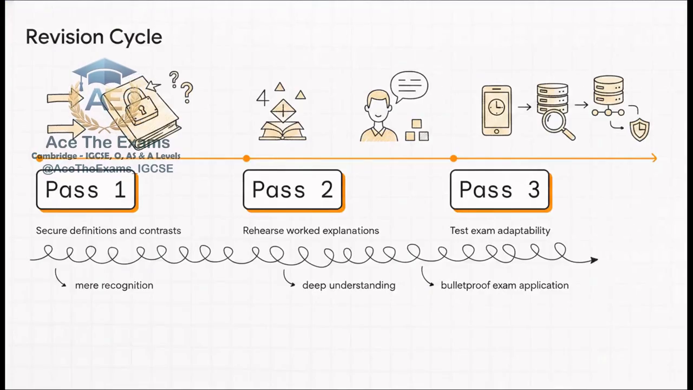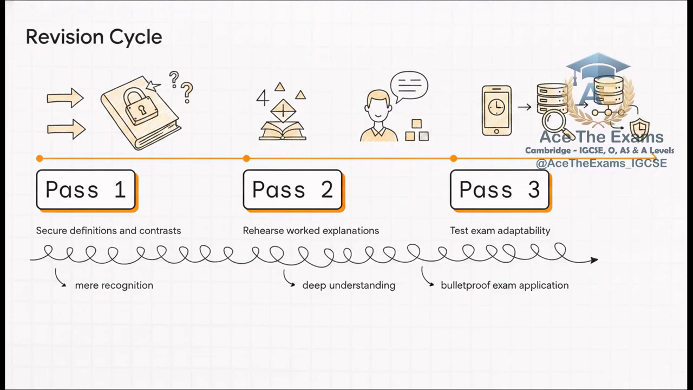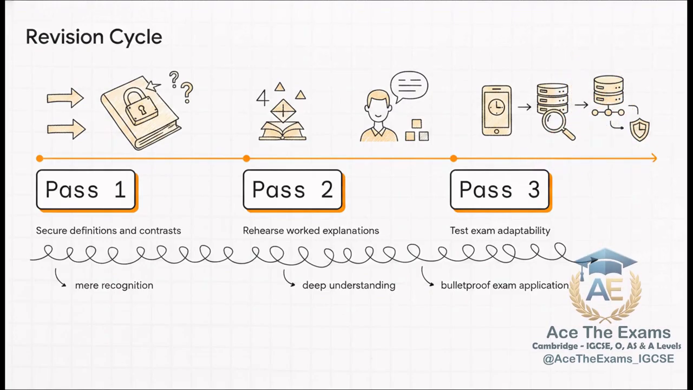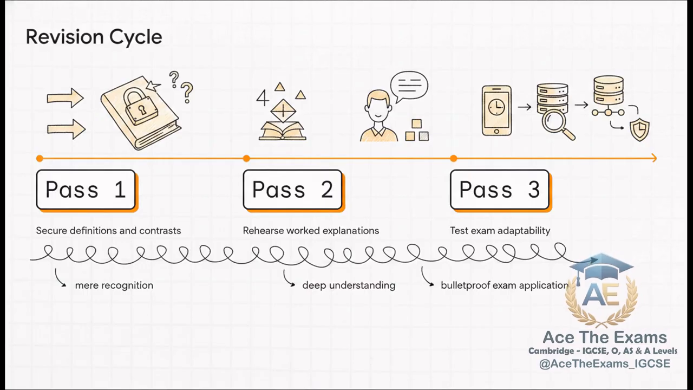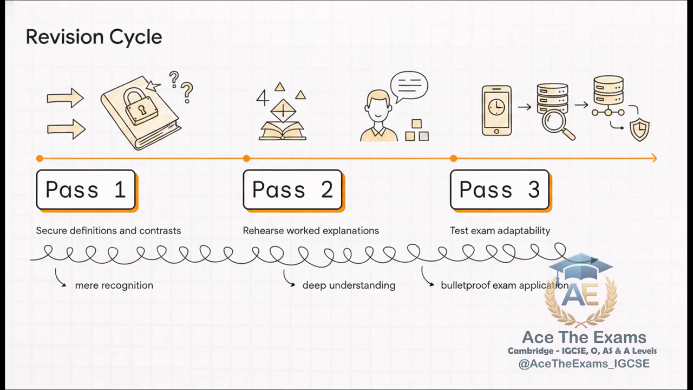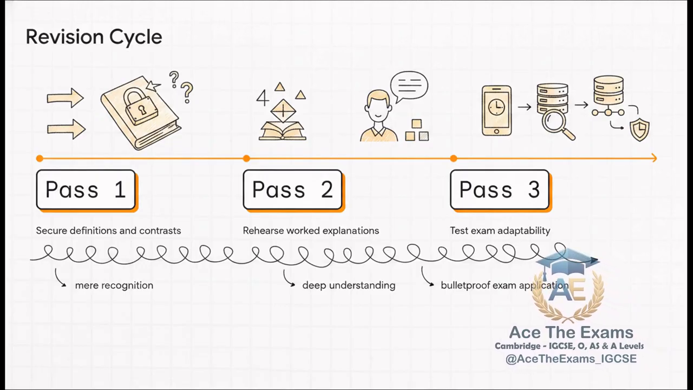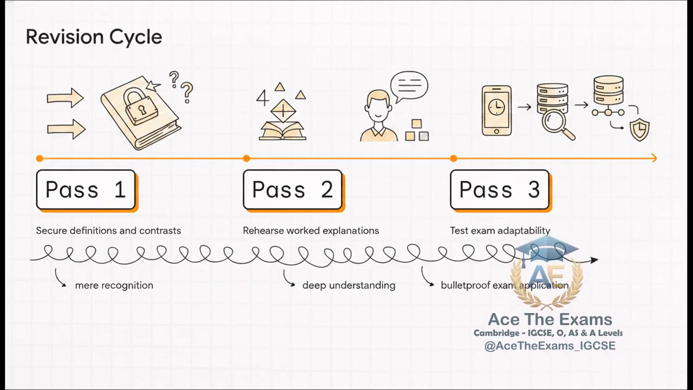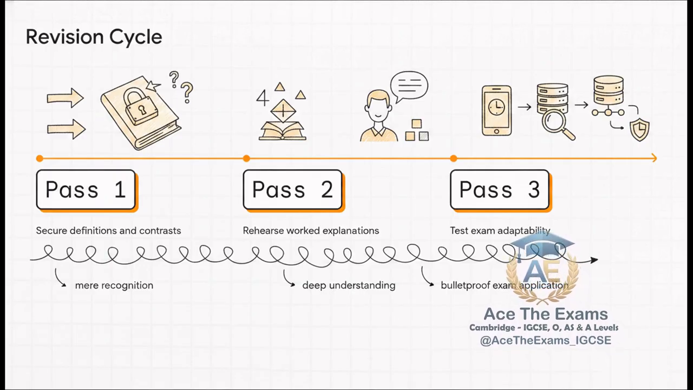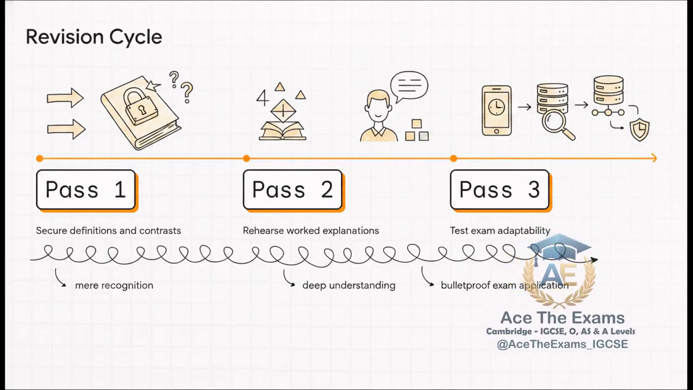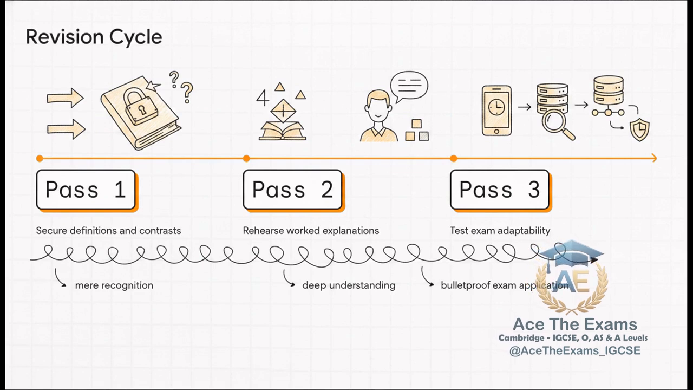This timeline is exactly how you do it. A bulletproof study session moves through 3 passes. Pass 1, secure your definitions and your key contrasts. Pass 2, rehearse those worked explanations, literally speaking your 4-step framework out loud. And then, pass 3, test your exam adaptability by radically changing the scenario. Force yourself to explain clock speed for a smartphone, and then for a database, and then for a secure communication protocol. This sequence takes you from just recognizing the words to deep understanding and finally to rock-solid exam application.